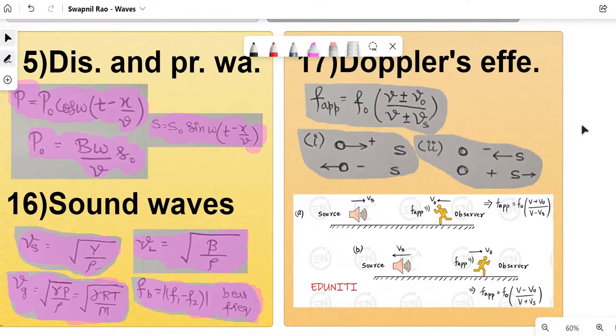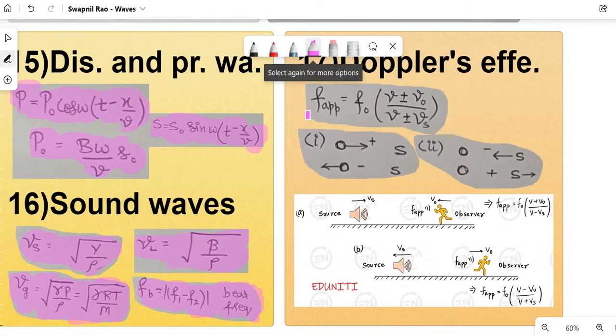Next one would be Doppler's effect. Very important once again. I have written this Doppler's effect over here in the most simple fashion ever, the easiest way to remember it. All you have to do is remember this formula: f apparent is equal to f naught times bracket v plus or minus vO divided by v plus or minus vS. Just keep in mind that O is observer and S is source of sound. Please do not get confused.